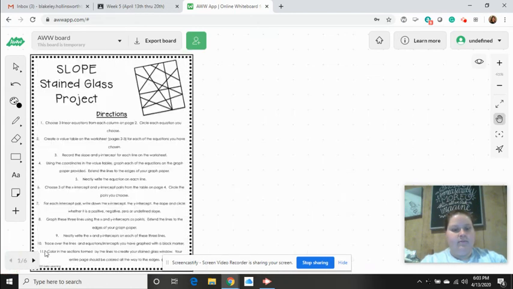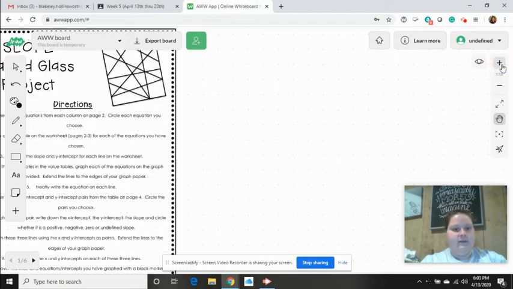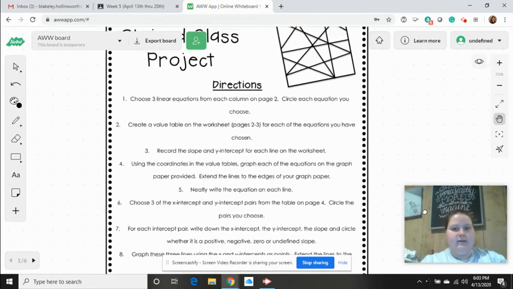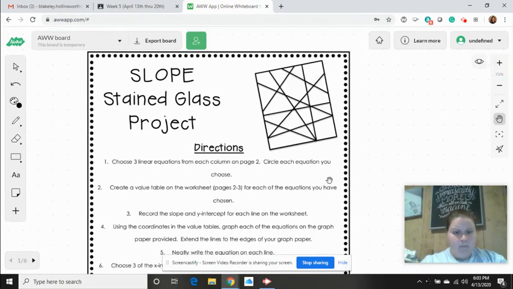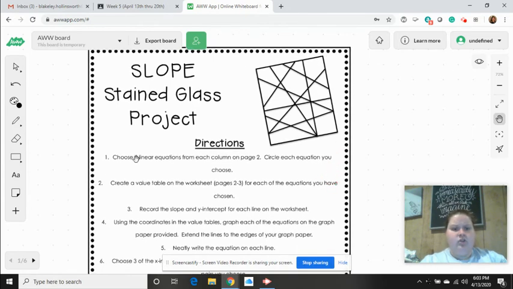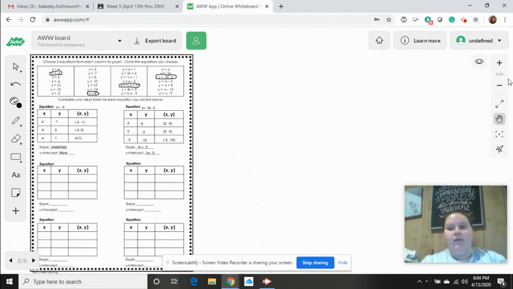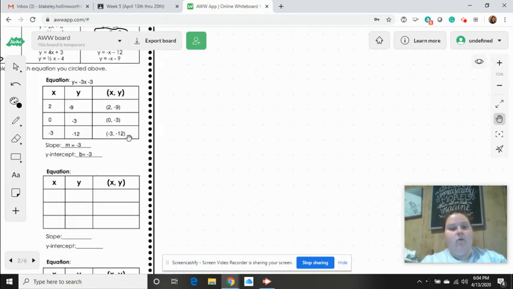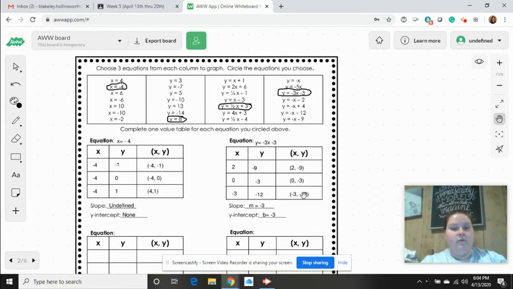Here's the instructions. First, it says slope stained glass project. Direction number 1. Choose 3 linear equations from each column on page 2. Circle each equation you choose. I have already done one of these from each column for you.